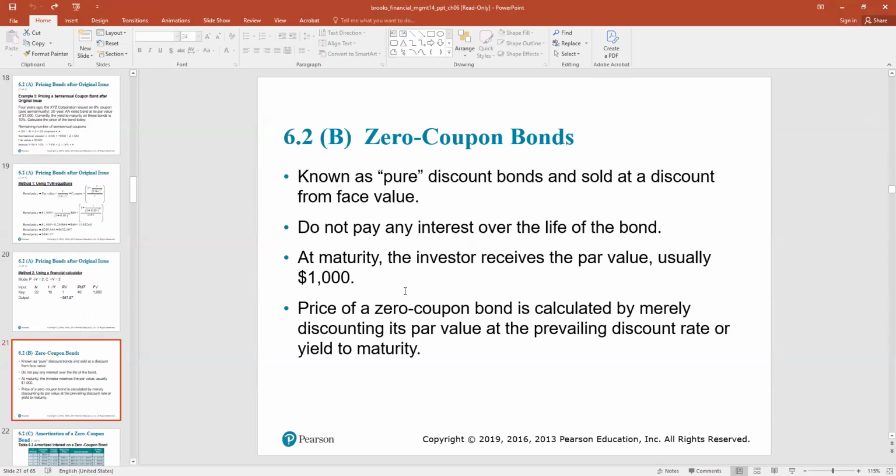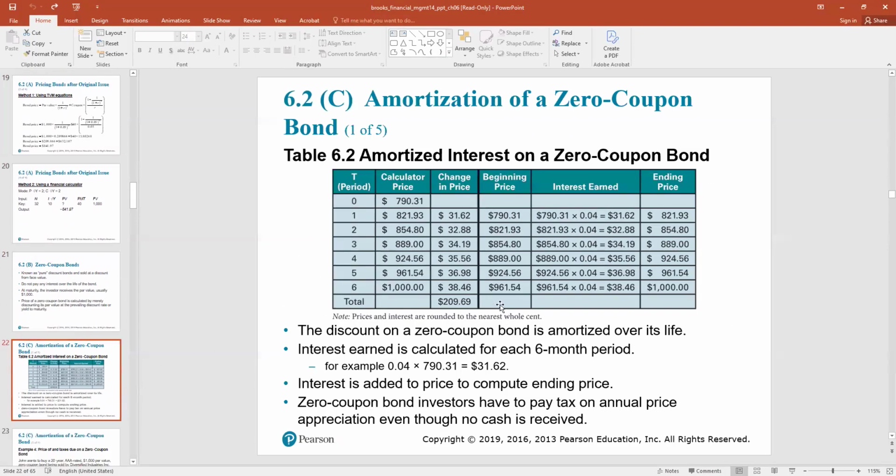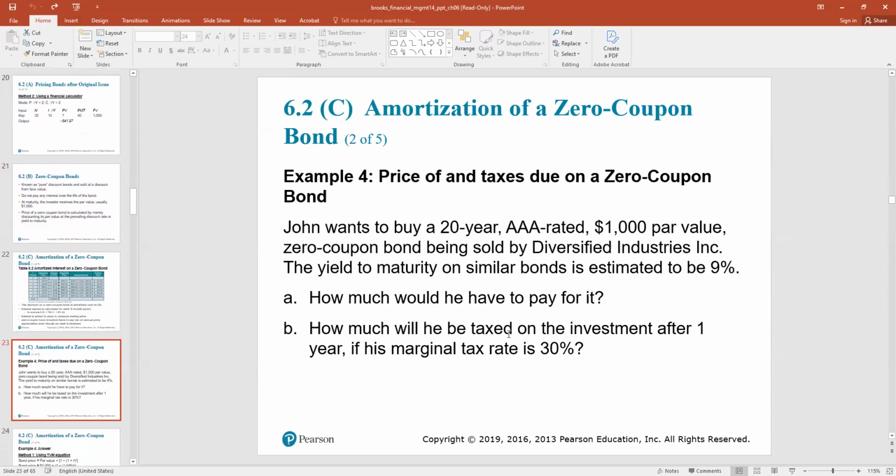And a zero coupon bond is actually known as a pure discount bond, which is sold at a discount from the face value, and you don't pay any interest over the life of the bond. So at maturity, the investor will receive the par value, usually 1,000 as we said, and the price of the zero coupon bond is basically calculated by discounting its par value at the prevailing discount rate, or YTM. Okay, that's what we have.